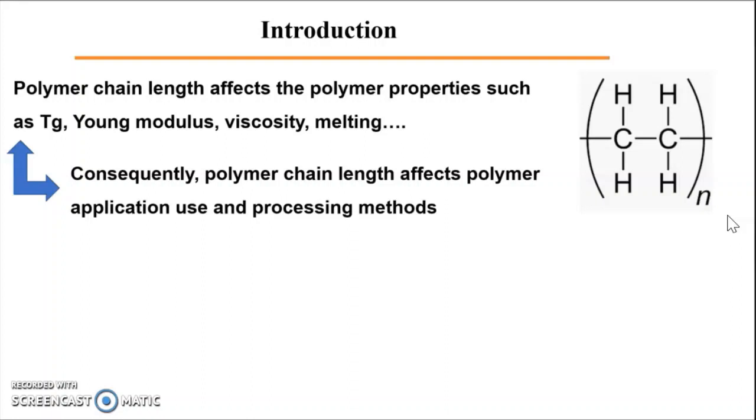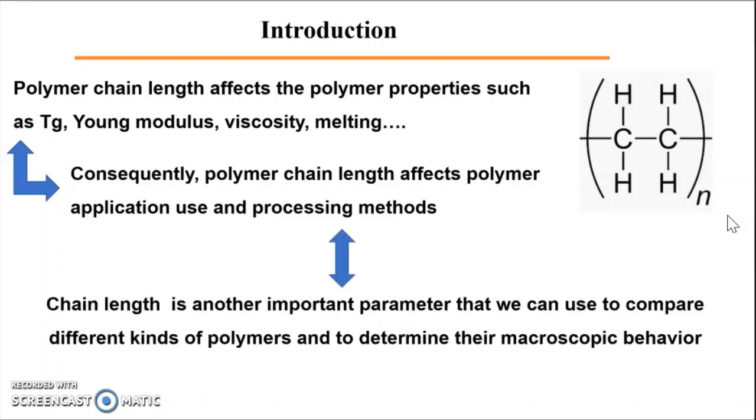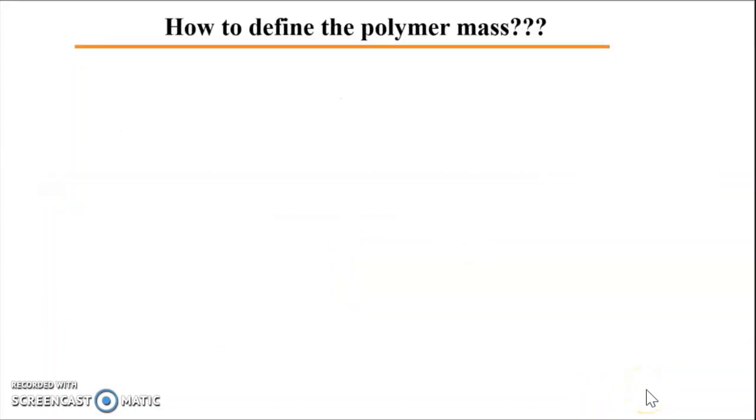By increasing the number of repetitive units, we can get higher mass and we can use it, for example, as a garbage box, etc. So we can conclude here that the chain length is another important parameter that we should use to compare different kinds of polymers and also to determine their macroscopic behavior. So how to define the polymer mass?